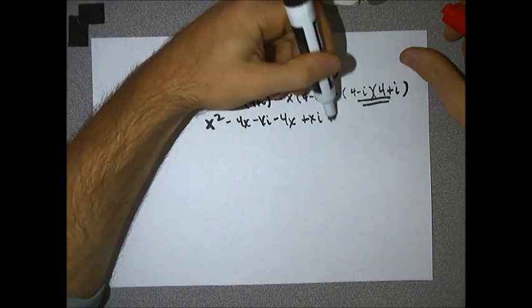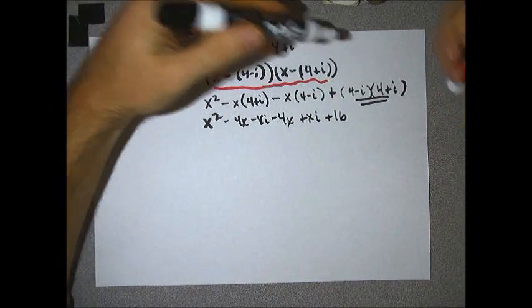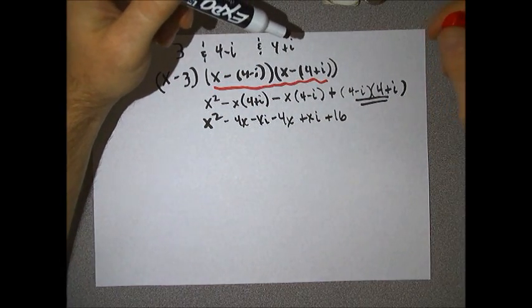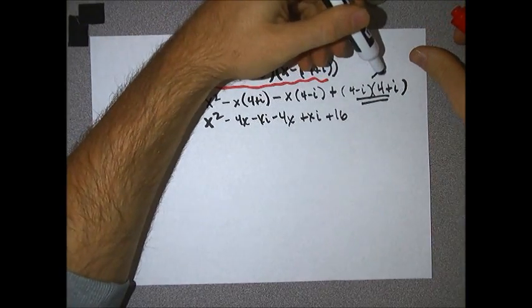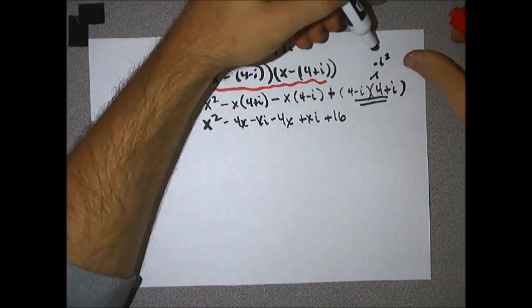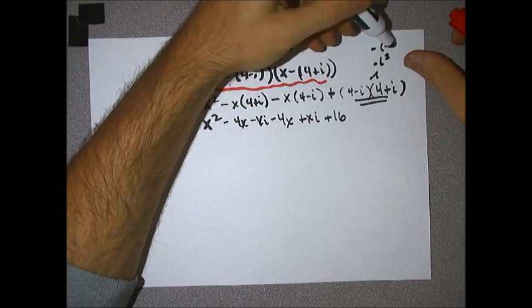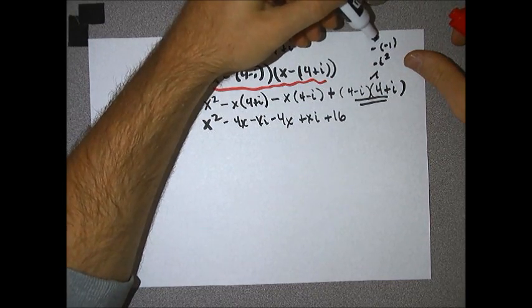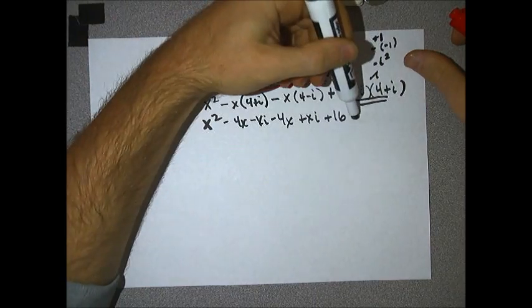First times first is 16. The outer and the inner cancel. You'd have plus 4i minus 4i. And last times last gives me negative i squared. And i squared is negative 1, so it's minus 1, which is really plus 1.